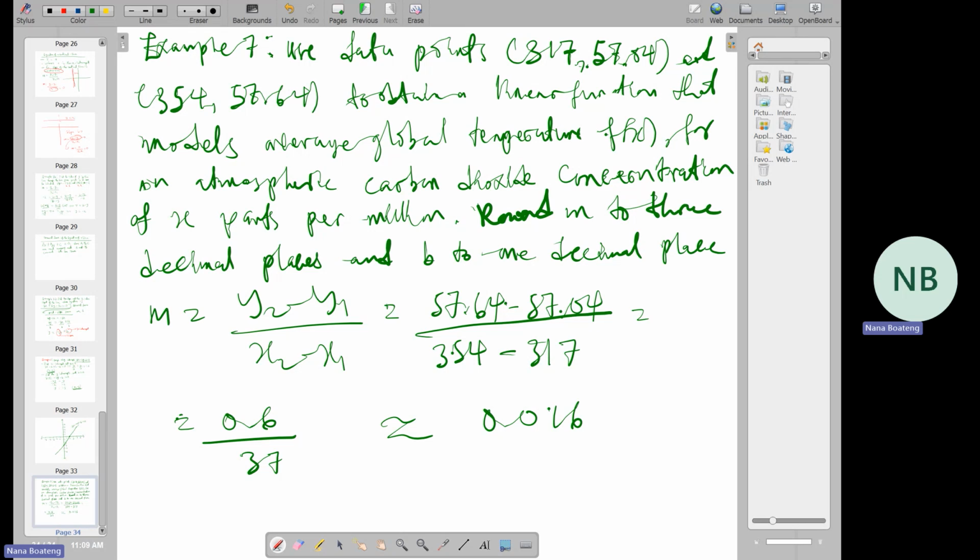So we now have to add 57.64 on both sides, and we have 0.016x minus 5.664 plus 57.64. And so this gives us y is equal to 0.016x plus 52. So this becomes our f of x, the function that models global average temperature.